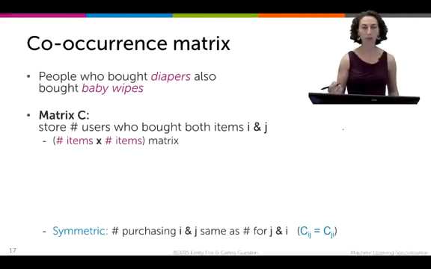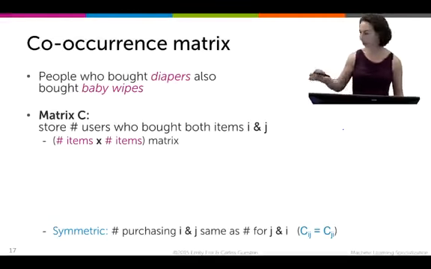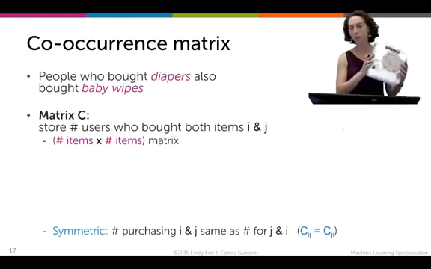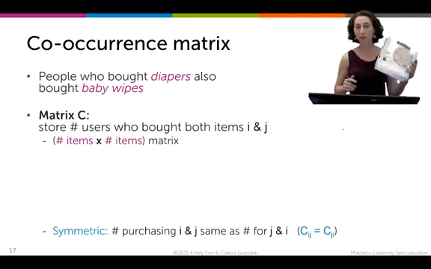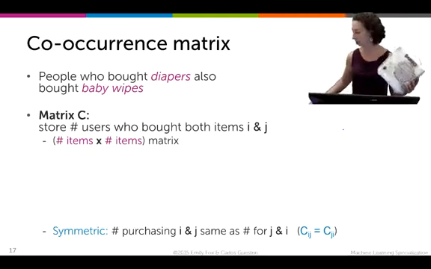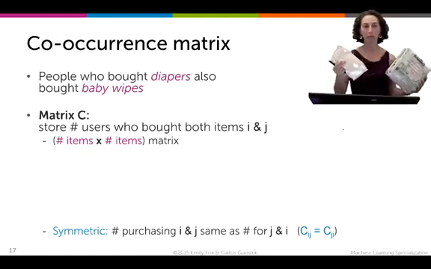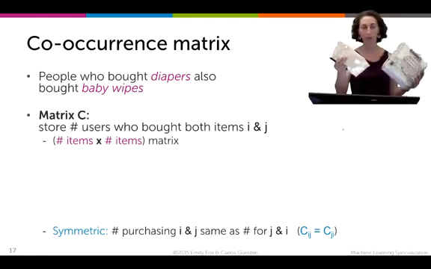Okay, so this brings us to the idea of co-occurrence of purchases. So for example, if I was just on Amazon buying diapers, well, we've probably seen lots of examples of people who bought diapers also bought baby wipes. Okay, so how can we use this type of co-occurrence of purchases to make recommendations?